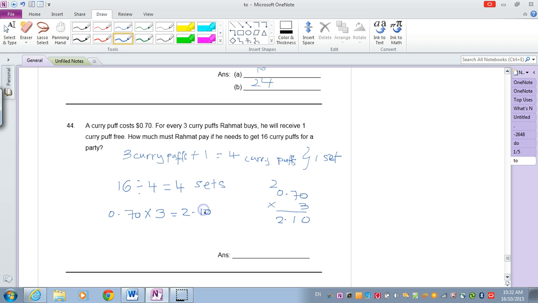And you actually need 4 sets. So what must I do again? I have to use $2.10 multiplied by 4. So $2.10 multiplied by 4. 0 times 4 will be 0. 1 times 4 will be 4. 2 times 4 will be 8. In your decimal places, there are 2 decimal places.